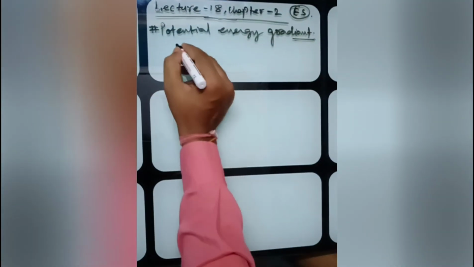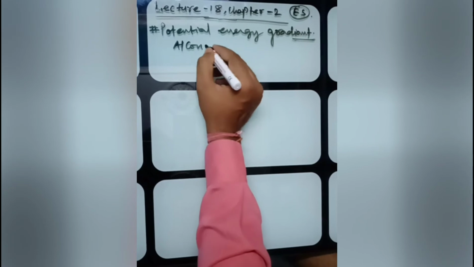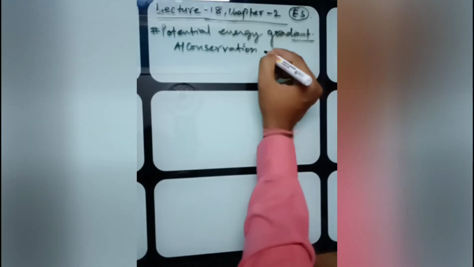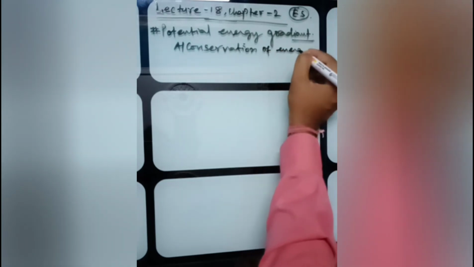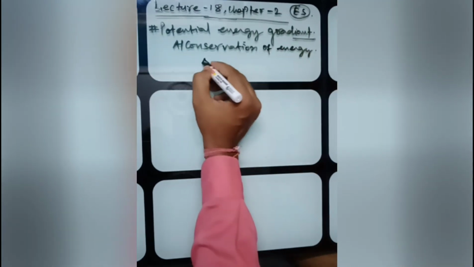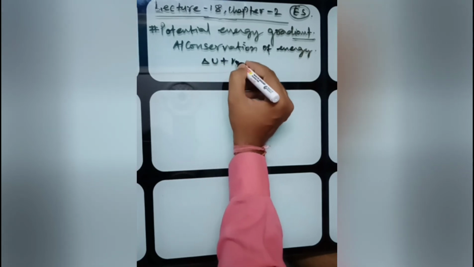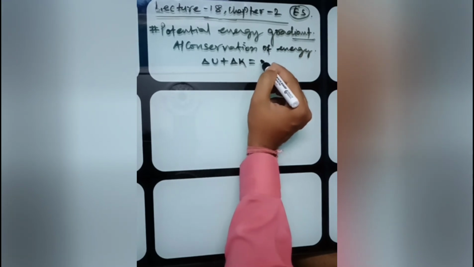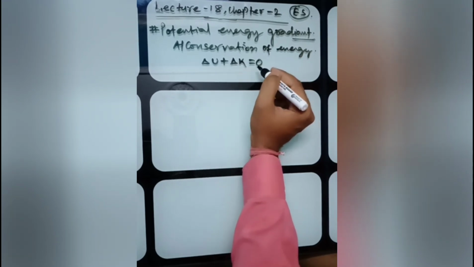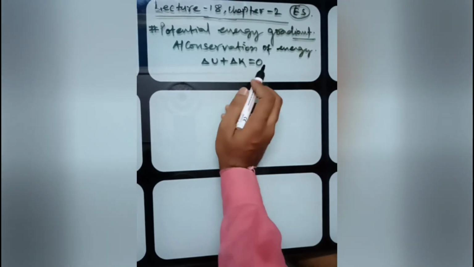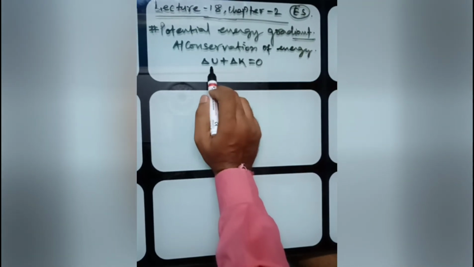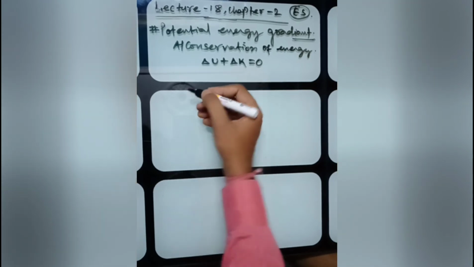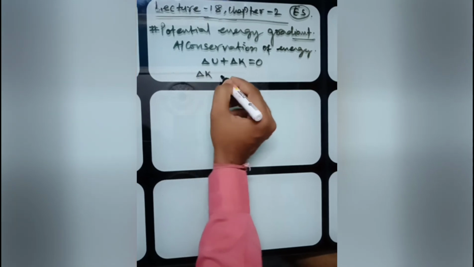We know, according to conservation of energy, my dear students, you can write the change in potential energy plus the change in kinetic energy. How much must it be? Yes, 0. In other words, the sum of potential energy and kinetic energy must be constant. According to the work energy theorem, the change in kinetic energy gives you the work done.